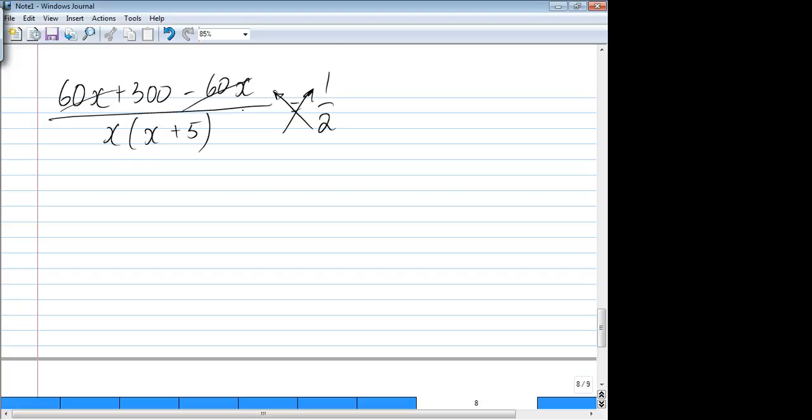So 300 times 2 is supposed to be equals to x times x plus 5 times 1. So 1 multiplied by x times x plus 5 gives us 300 times 2. Expand it out. x squared plus 5x equals to 600.